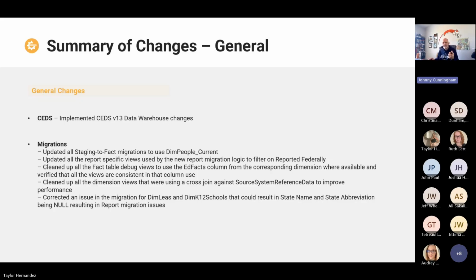And then the last one was an issue that a couple of states, Kentucky identified this, and there was one other state, I believe possibly Utah, that helped identify this issue. It was in the migration of the dimension DIM LEAs, DIM K-12 schools that was resulting in the state name and state abbreviation being null, which then meant later in the report migration, there were records that wouldn't get migrated. Like the students that should have gone into those schools and those districts weren't migrated because the state name and state abbreviation was missing from the code. We corrected that issue.